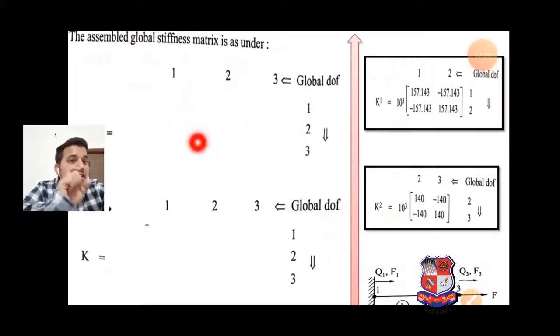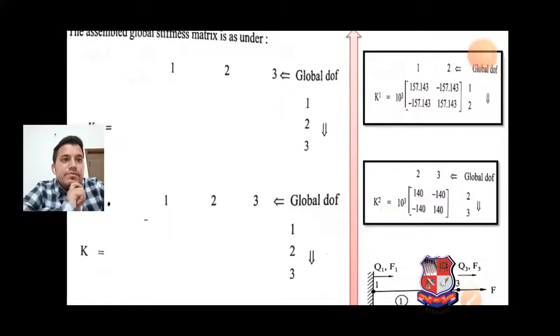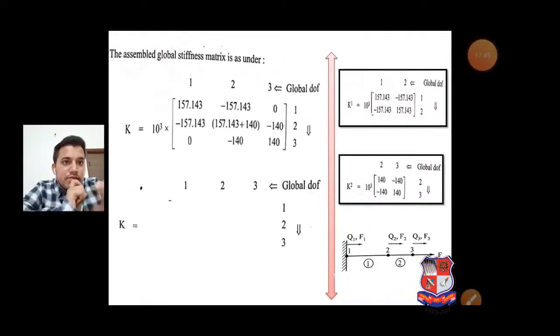If 1 3 is not available, we can write down 0. So here first we observe the value. Now let's see how it can come. For 1 1, 157.143, we can directly put it.